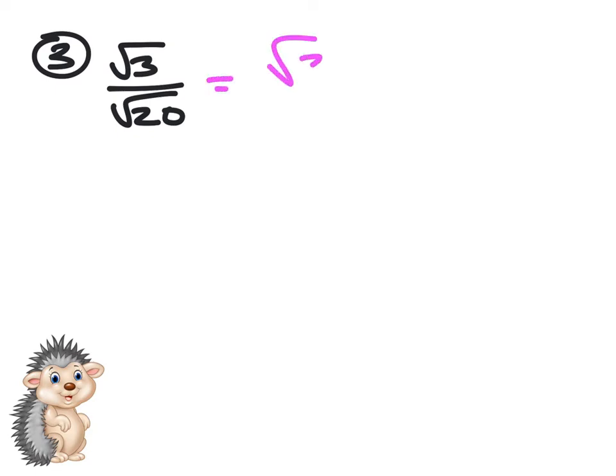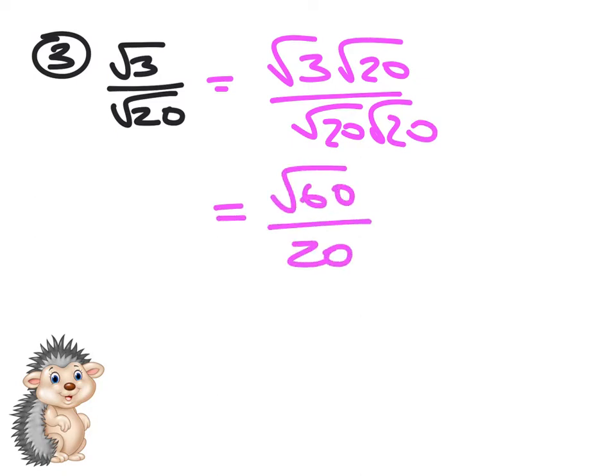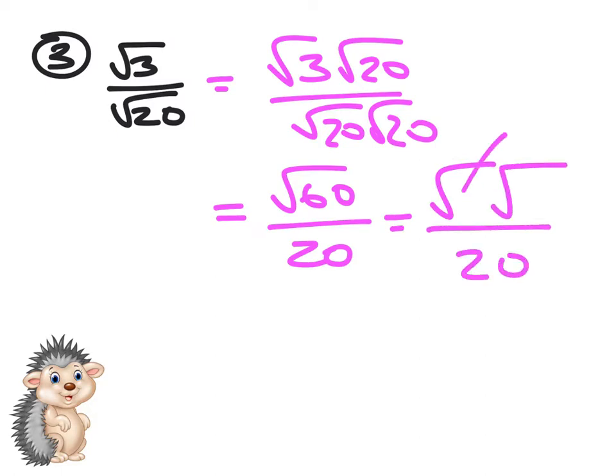Question 3, rationalise the denominator. So that means we do a root 20 on the top and we do a root 20 on the bottom. Okay, so the top becomes root 60, the bottom becomes 20. Now the problem with this question is that your root 60 can actually be simplified. So if you simplify your root 60, you get things that will cancel, be able to get your final answer.